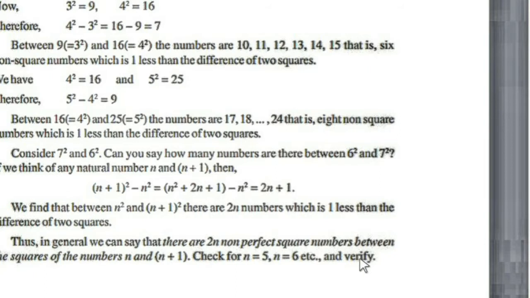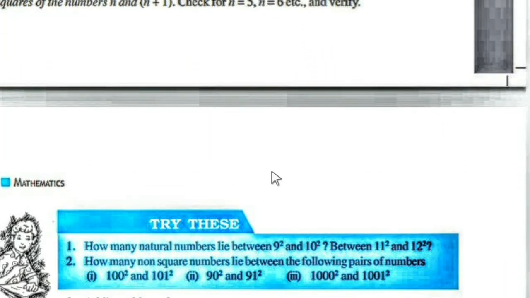and verify. Now further, try these sums. How many natural numbers lie between 9 square and 10 square, and between 11 square and 12 square? Now here remember that if you want to find the natural numbers lying between the two squares, you will multiply 2n. Here n is 9. So 2 into n means 2 into 9, that is equal to 18. So there are 18 numbers.